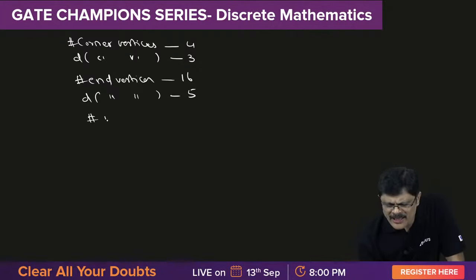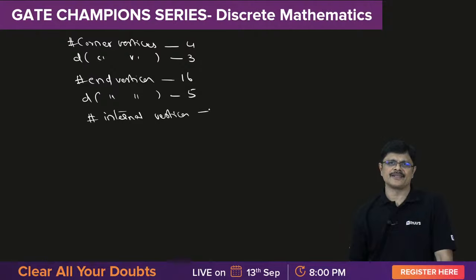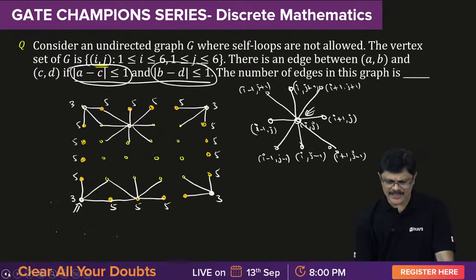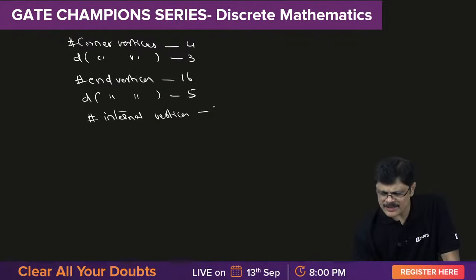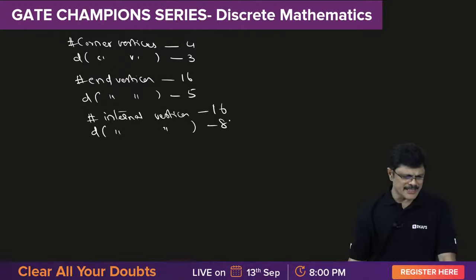How many internal vertices are there? How many will be there? 1, 2, 3, 4. Okay, 4 by 4, 16 internal vertices, correct? And what is the degree of each internal vertex? Degree of each internal vertex is 8.